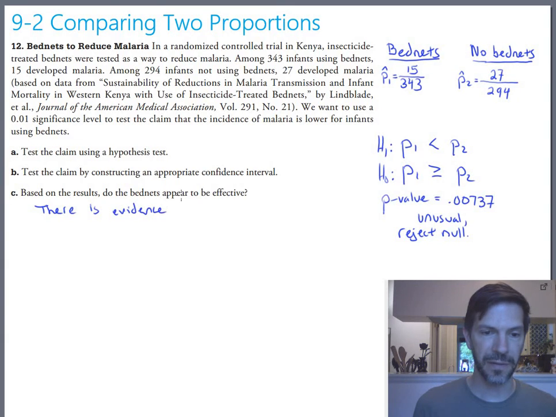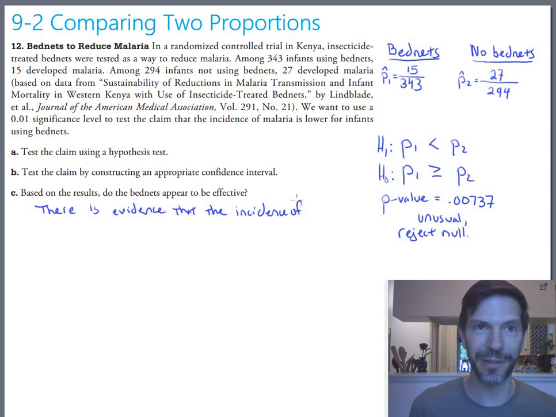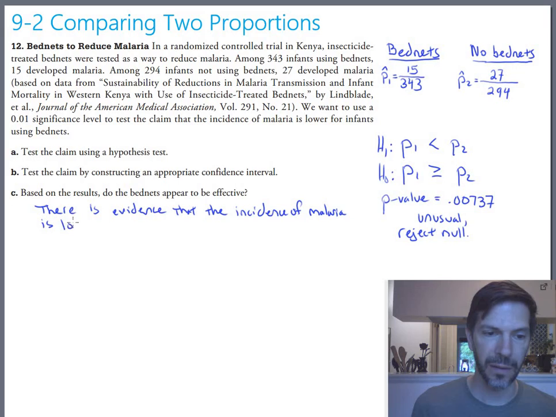So there is evidence that the incidence of malaria is lower for infants using bed nets. Incidence is like a medical word mostly, just about like the rate of something occurring.